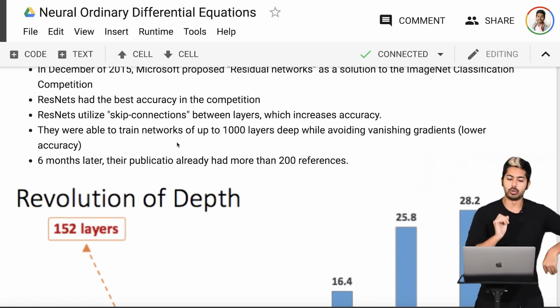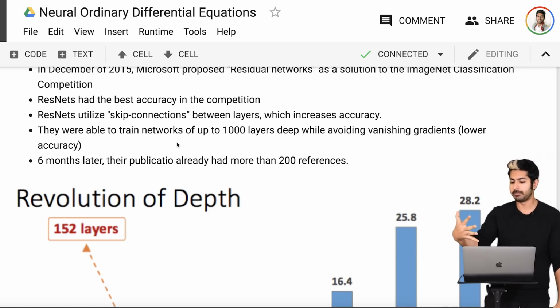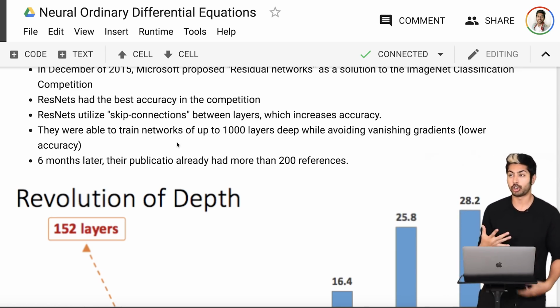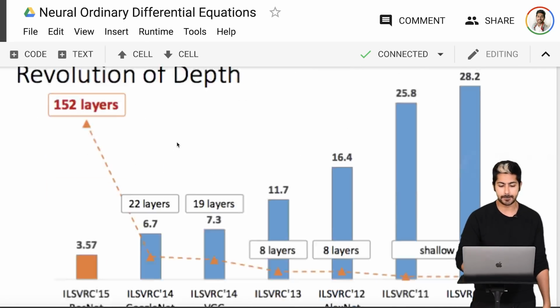And what they were able to do is train networks that were up to 1,000 layers deep while avoiding vanishing gradients, meaning avoiding that lower accuracy that occurs with deeper networks. And 6 months later, their publication already had more than 200 references. That's a big deal. So people really like this idea.